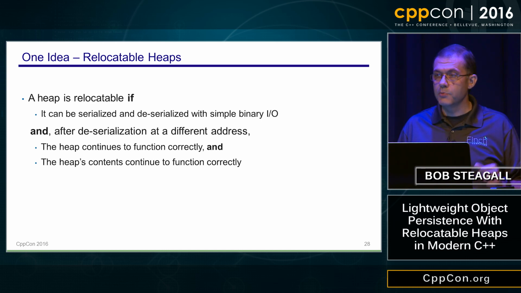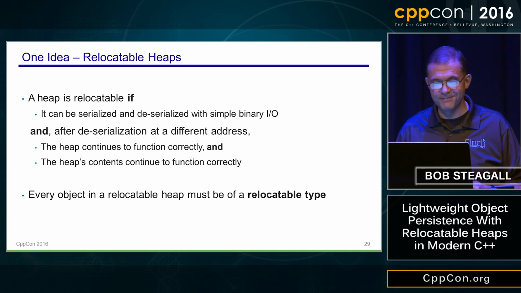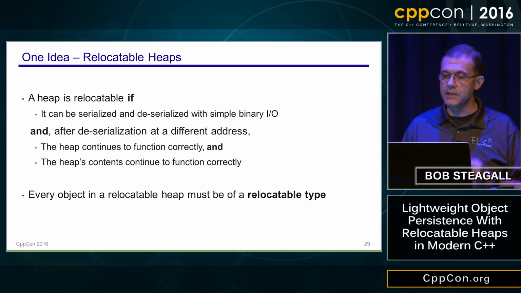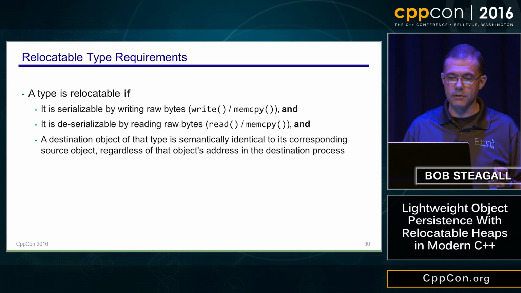As experienced C++ programmers, we all know intuitively that for a silly scheme like this to work, there must be some restrictions on the types that can be used by and stored within such a relocatable heap. And there are. Every object in a relocatable heap must be of a relocatable type. And by in the heap, I mean the objects used to implement the heap itself, as well as the heap's contents. So this begs the question of what is a relocatable type?